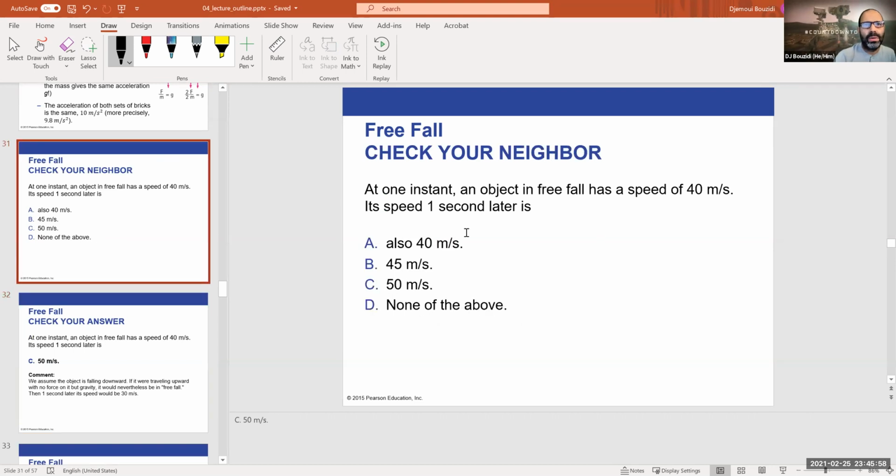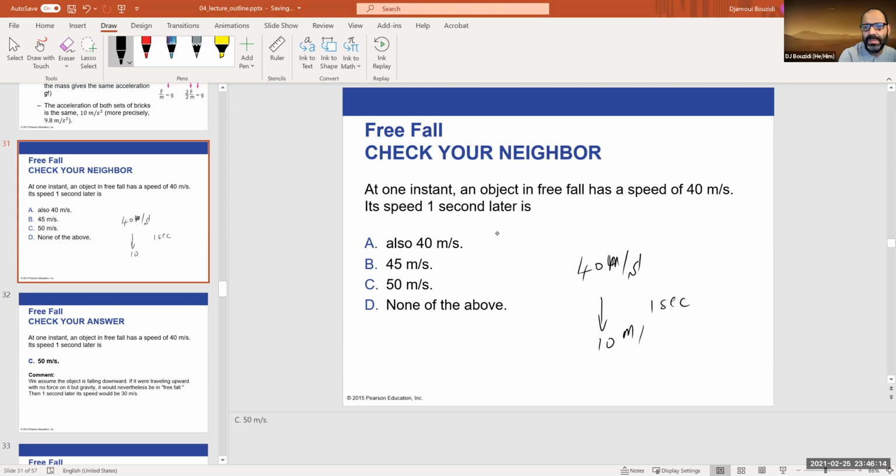At one instant, an object in free fall has a speed of 40 meters per second. What is its speed a second later? Remember, every second it gains another 10 meters per second. It's already going 40 meters per second. One second later, you add another 10 meters per second because it's gaining 10 meters per second for every second. So its speed now is clearly going to be 50 meters per second. So that's what free fall means.